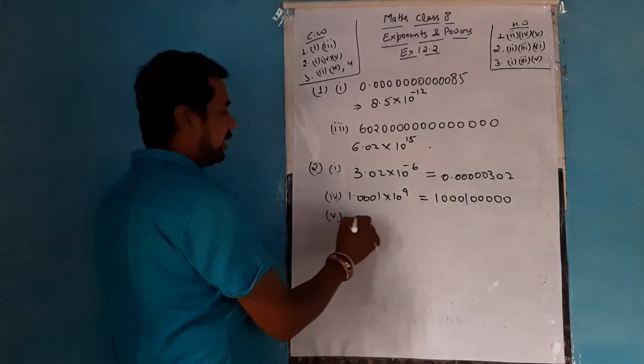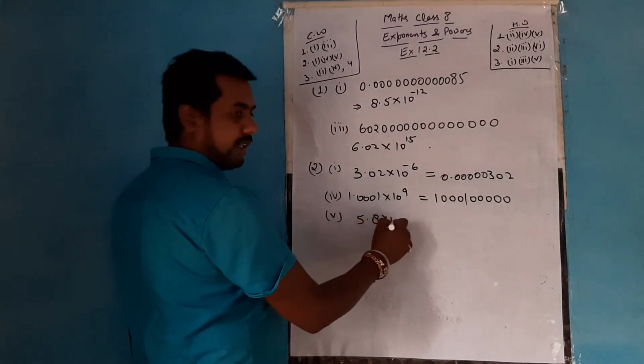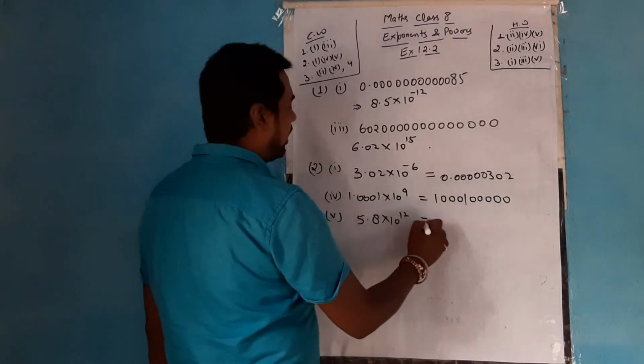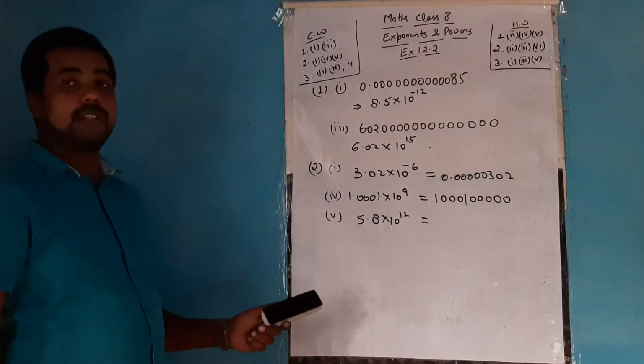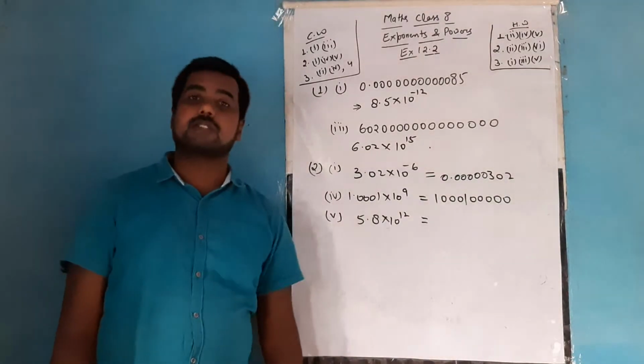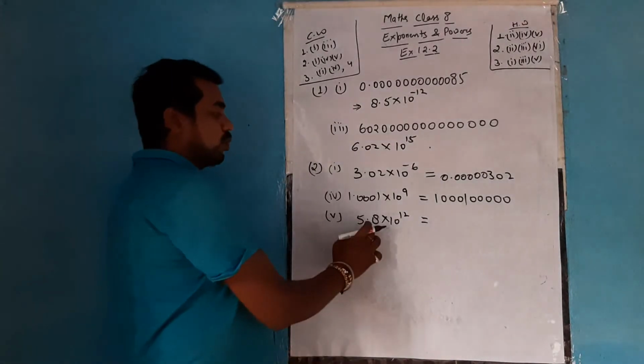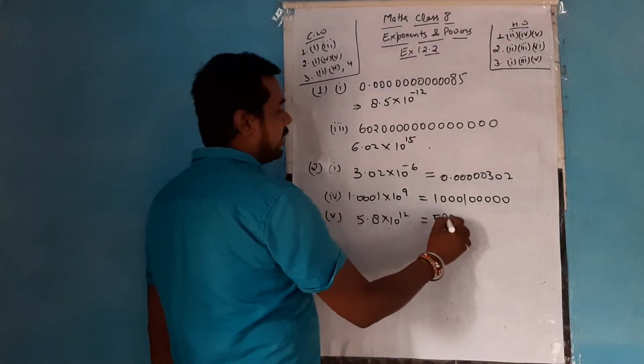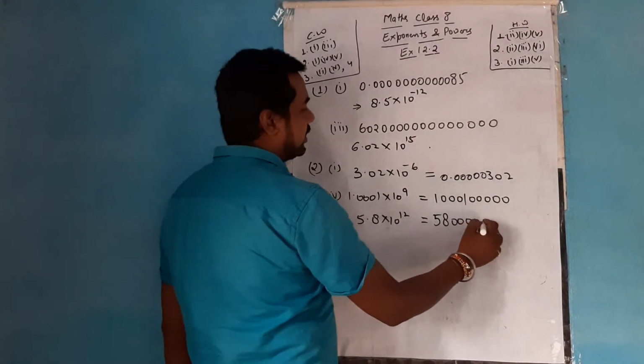Similarly, the fifth part, 5.8 into 10 to the power 12. Here the exponent is 12. It means the decimal has to be shifted 12 places. So 1 place will be taken by 8 and the remaining 11 places will be taken by 0.